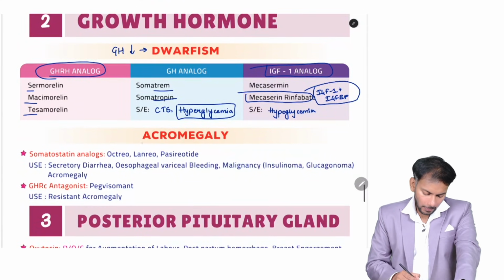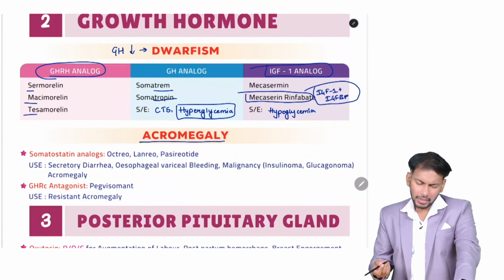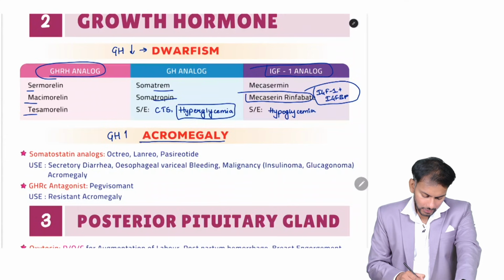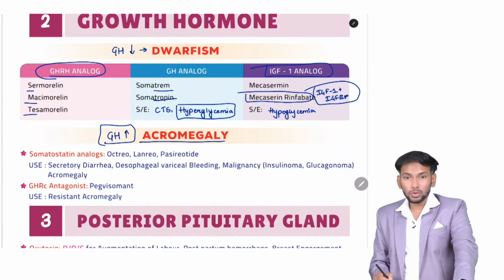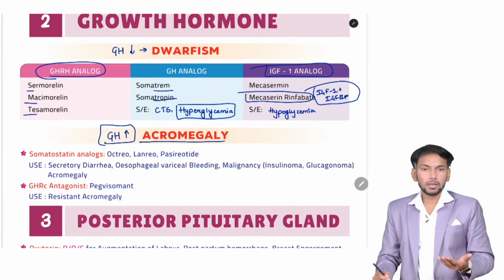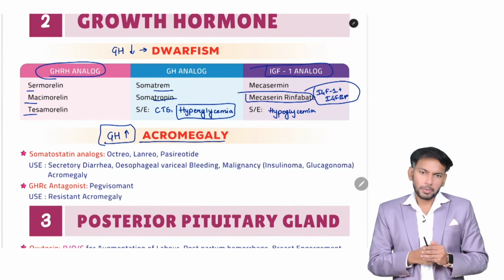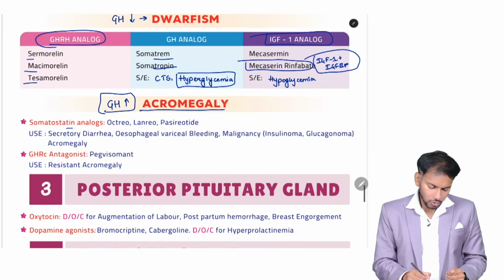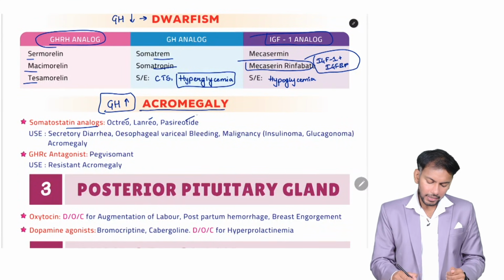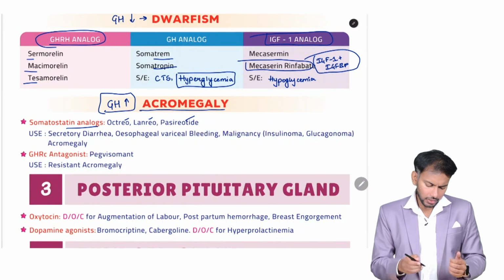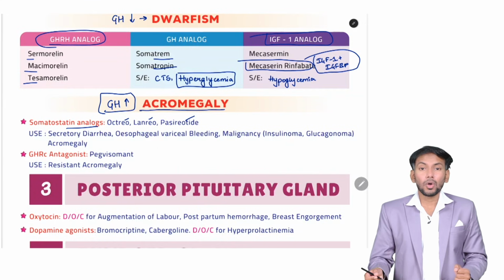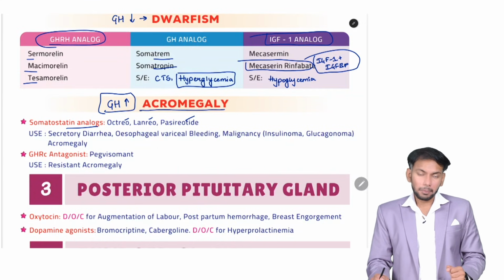Next, coming to acromegaly. Acromegaly means growth hormone is increased. How can you decrease the growth hormone? By giving somatostatin. Why? Because it is a growth hormone inhibiting hormone. Now, what are somatostatin analogs? Octreotide, lanreotide and pasireotide. It is given in the name.